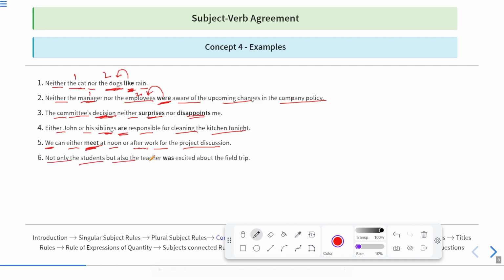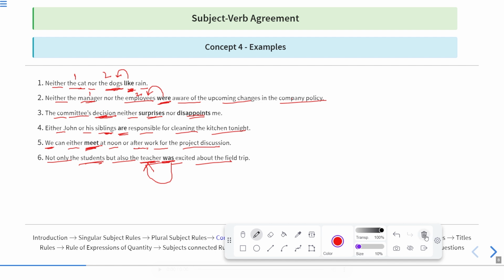"Not only the students, but also the teacher was excited about the field trip." Here you can see the first subject is "the students", which we have used with "not only", and with "but also" we have used "the teacher". The teacher is singular, that is why we have used "was", because the verb depends on the nearest subject, which is the teacher. So this is the rule: whenever we have subjects connected with pair conjunctions like either-or, neither-nor, or not only-but also, the verb should agree with the nearest subject, not follow but agree with the nearest subject.